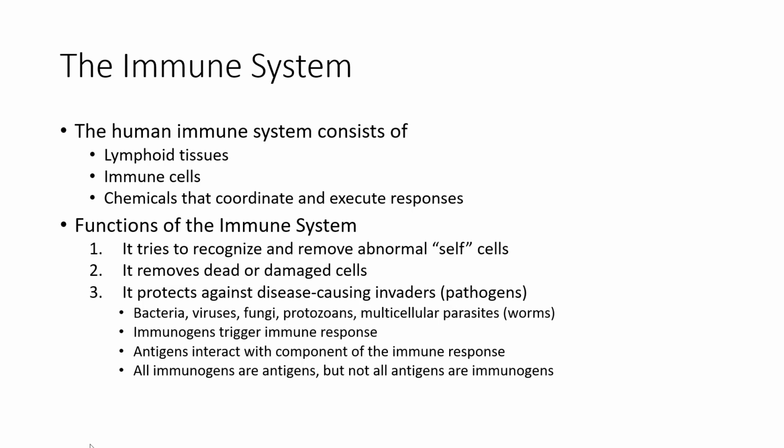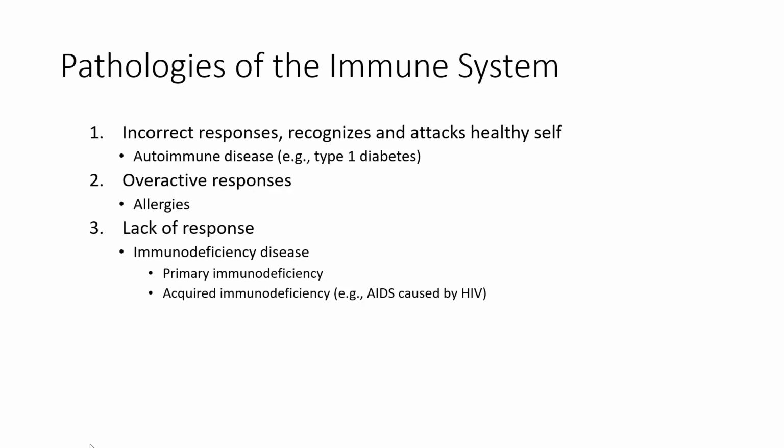Secondly, to remove out dead or damaged cells. And third, it protects the body against disease-causing invaders, or what we call pathogens. And these include bacteria, viruses, protozoans, multicellular parasites. And we protect against this with what we call immunogens. These are compounds that trigger an immune response. One particular type of an immunogen is an antigen that interacts with a component of the immune response.